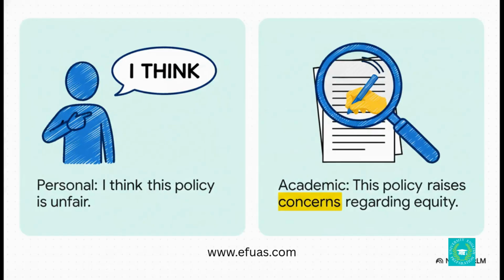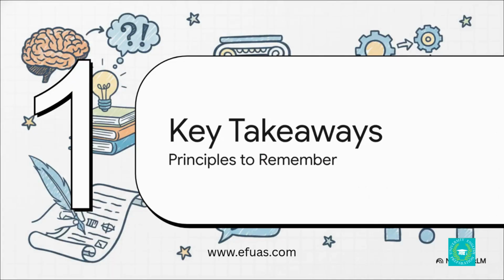For most of your writing, you should also try to avoid personal phrases like I think or I believe. So instead of writing, I think this policy is unfair, you can be more objective and say, this policy raises concerns regarding equity. See how that shifts the focus from your personal feelings to the actual issue? Now, a little tip. Some classes or professors do want you to include your own reflections, so always check the instructions for your assignment. Whew, we have covered a lot.